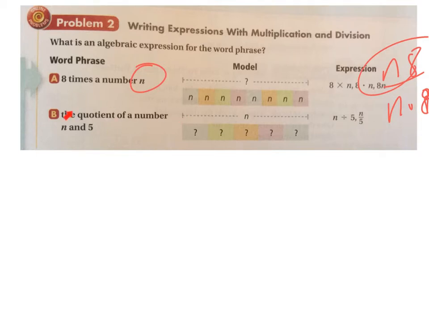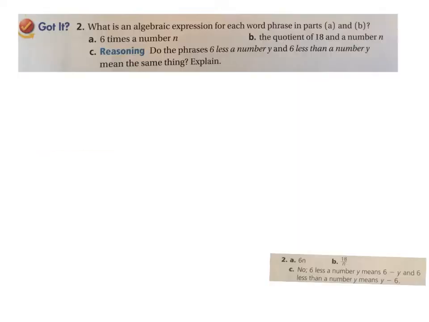The quotient. Quotient means division of a number n and 5. So we've got n divided by 5, or n over 5 using the fraction bar. So, got it.